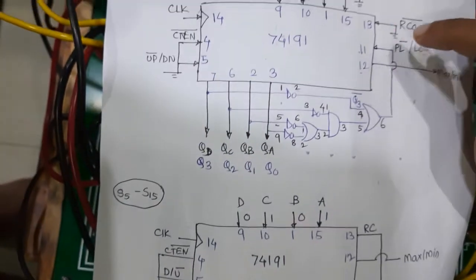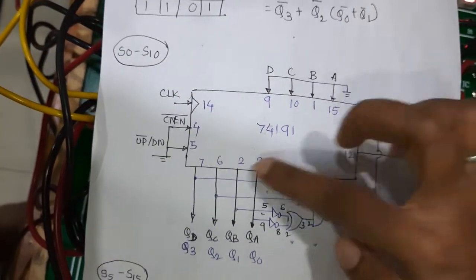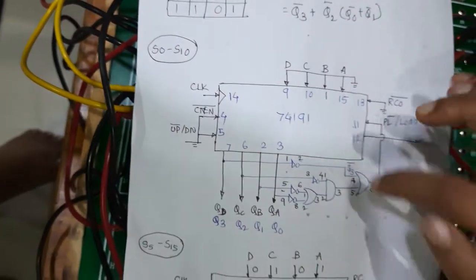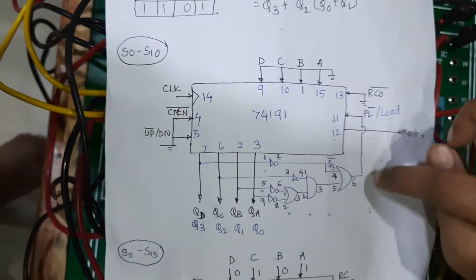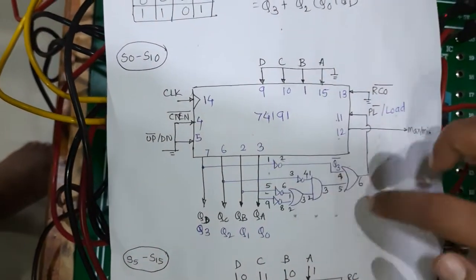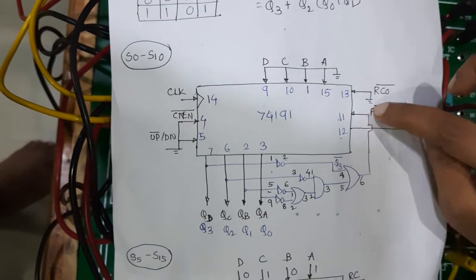But now here what we have to do is, whenever it reaches a particular count, that is 10, it has to reset back, or at that particular count it has to give me the negative pulse.